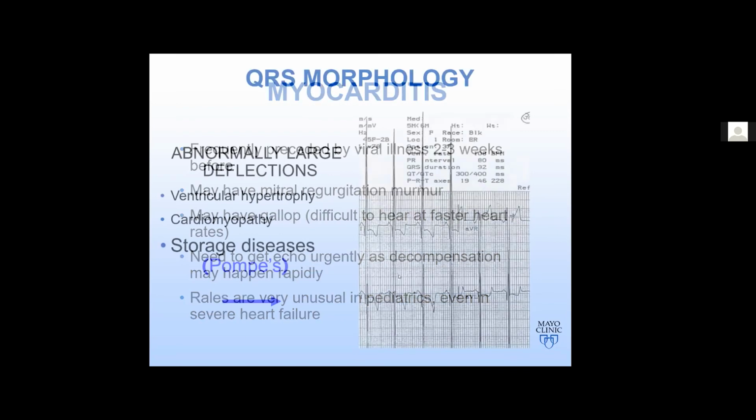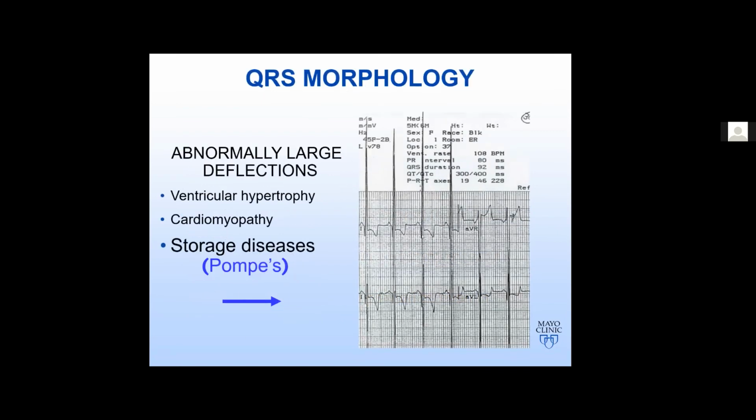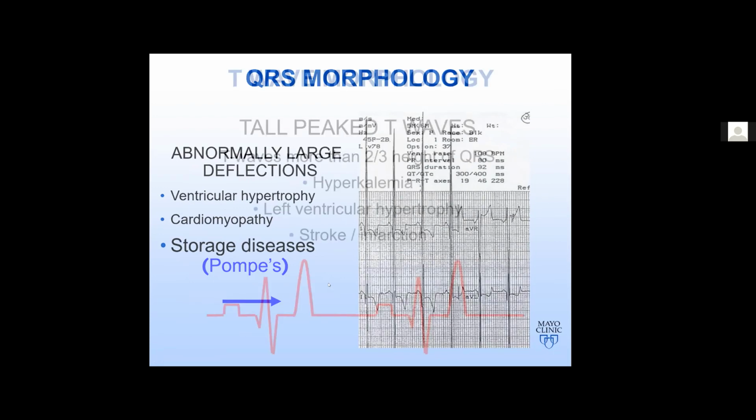Now, this is another classic ECG that we'll see. If you have voltages that are going off the page, you can see it in ventricular hypertrophy and cardiomyopathy, but this would be concerning for something called Pompe disease or glycogen storage disease type 2. So when you see these voltages that are not contained on the page, you should always think of glycogen storage disease. And this is one of the classic ECGs that they like to ask on the boards.